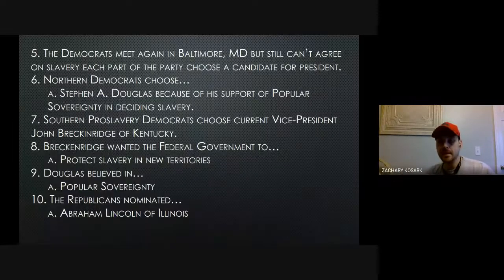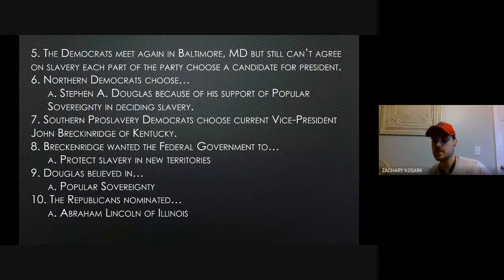They try again. They meet again in Baltimore, Maryland. They still can't agree on the issue of slavery. And each part of the party, the Northern and the Southern Democrats, each chooses a separate person to run for president.